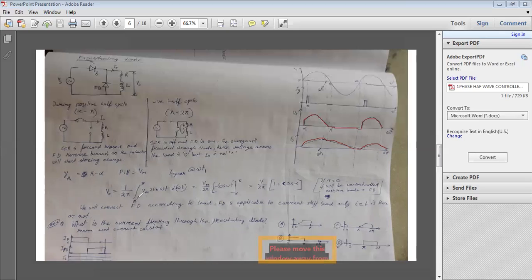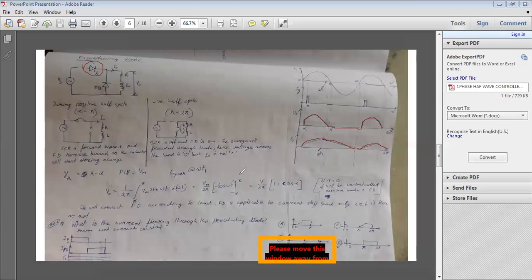Here also we can get the average output voltage, 1 by 2 pi integration from alpha to pi. As I have mentioned, though we are getting continuous conduction, we will consider only the current conduction of the thyristor. The freewheeling diode conduction we will not consider. So from alpha to pi, Vm sin omega t d omega t, and integrating with the limits alpha to pi, it will be Vm by 2 pi times (1 plus cos alpha). Okay.